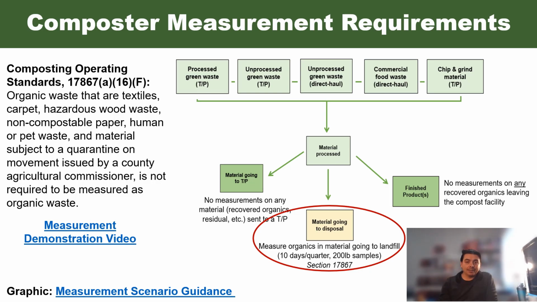So if you take a look, you can see that only measurements are required on the material sent for landfill disposal. Anything sent for transfer processing wouldn't be subject to measurements, as well as any finished product. But just remember that finished product would still potentially have to meet environmental health standards. But for the purpose of 1383 measurements, it's not a focus. The one thing we wanted to highlight is that when doing measurements on any material sent for disposal, there actually is certain organic waste that wouldn't have to be captured in those measurements. So it will include things like textiles, carpet, hazardous waste, and the list goes on based on this specific section in the operating standards.